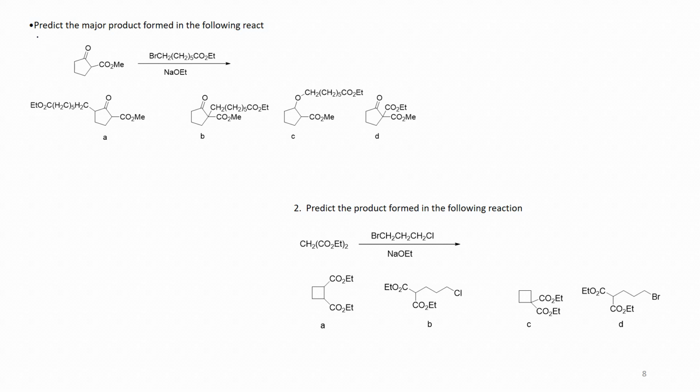They said predict the major product formed in the following reaction. Predict the major product formed in the reaction. What they have given is a cyclopentanone ring with this CO2Me group. Now they have added this compound and with a base. NaOH is a base.